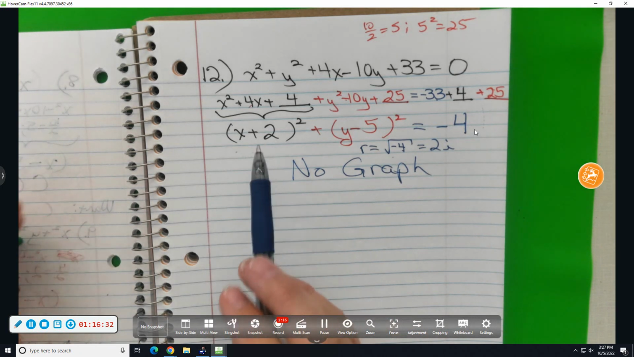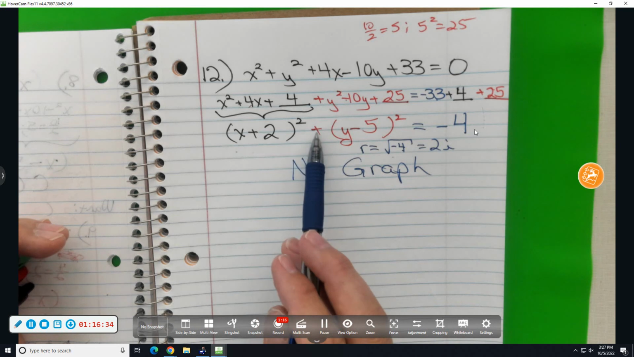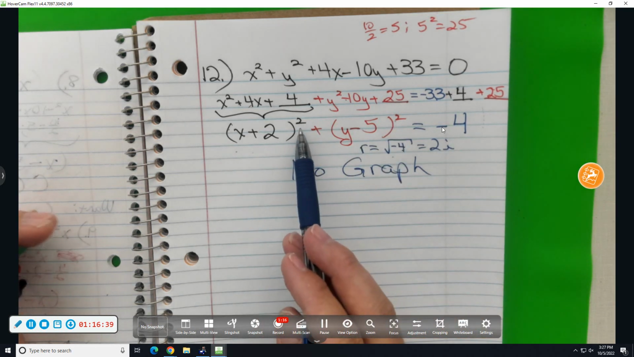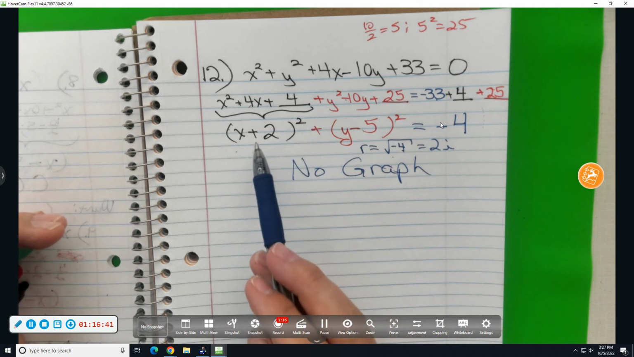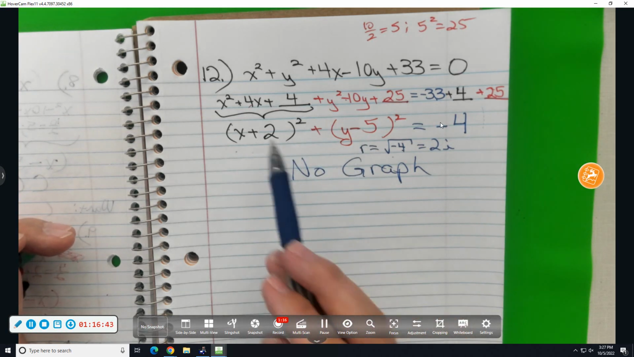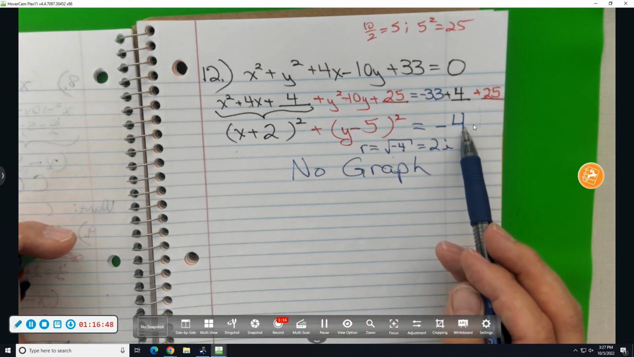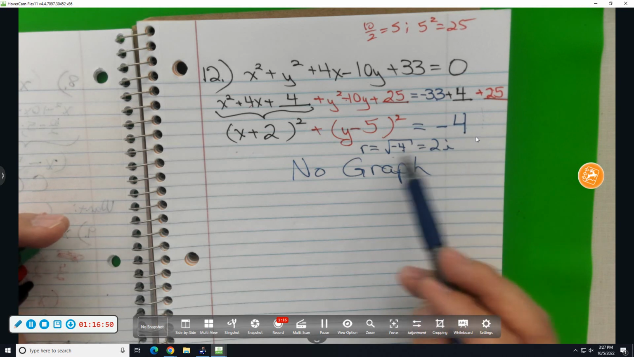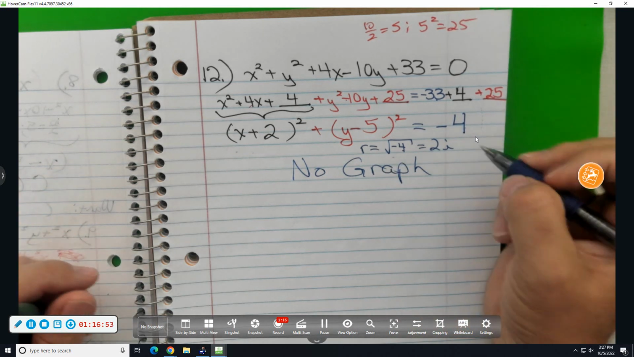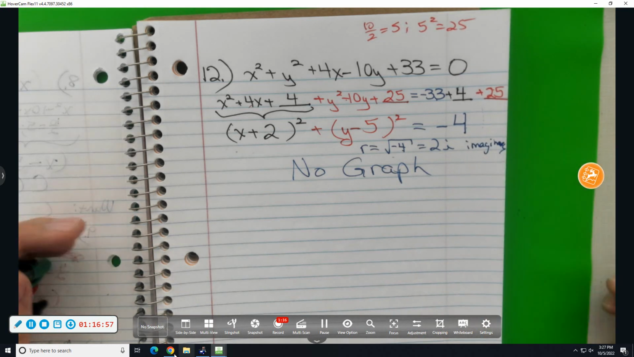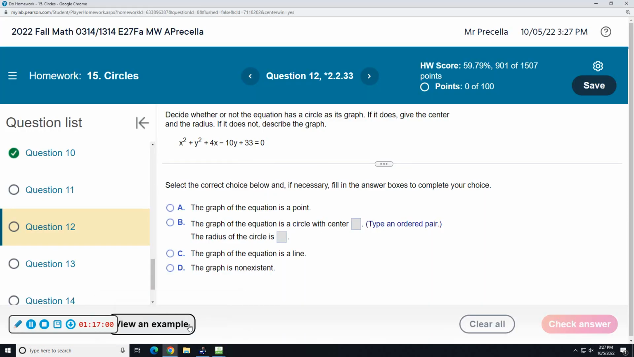Because if you plug something in, something squared plus something squared, if it's being squared, it's not going to be negative. So non-negative plus non-negative. Can you add 2 non-negative quantities together and get a negative quantity? If your radius turns out to be imaginary, then you have no graph. Is there a no graph option? I think it says non-existent. The graph is non-existent instead of no graph.